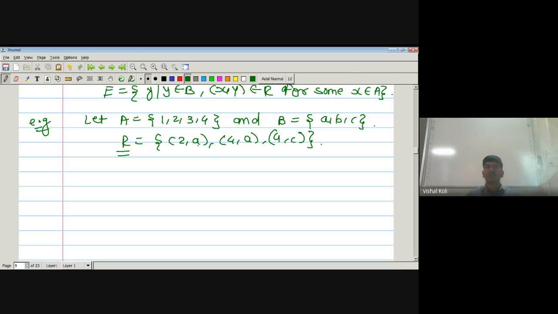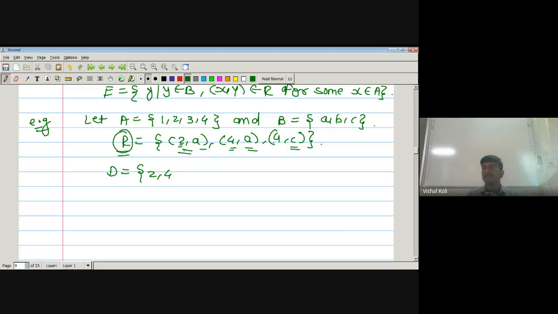Now we have to find out the domain and range of this relation R. First find out the domain D. By definition, domain D is the set of all the first elements of the ordered pairs in the given relation R. These are the three ordered pairs in the given relation R. Now we have to take the first element in each of these ordered pairs. The first ordered pair is (2, a), and the first element is 2. In the second ordered pair, the first element is 4. And in the third ordered pair, the first element is again 4.